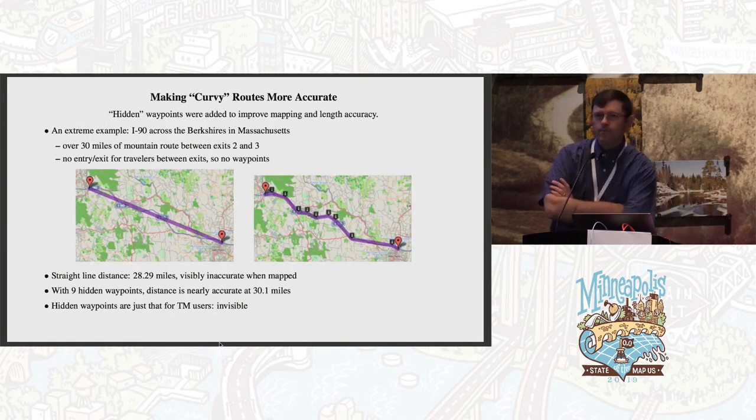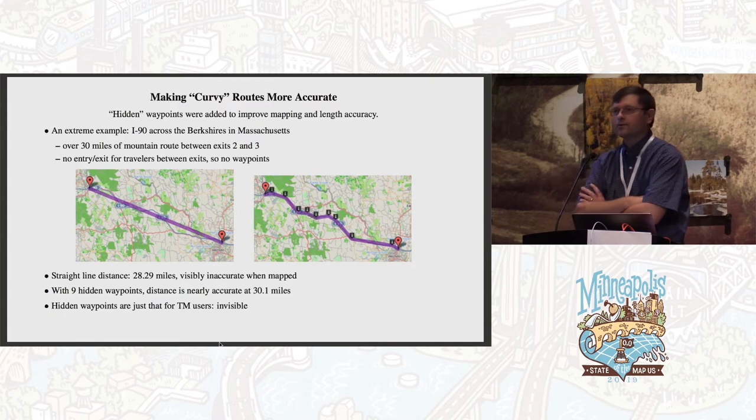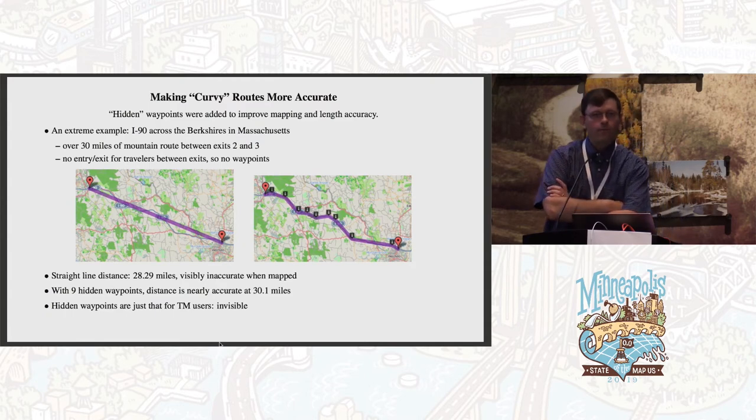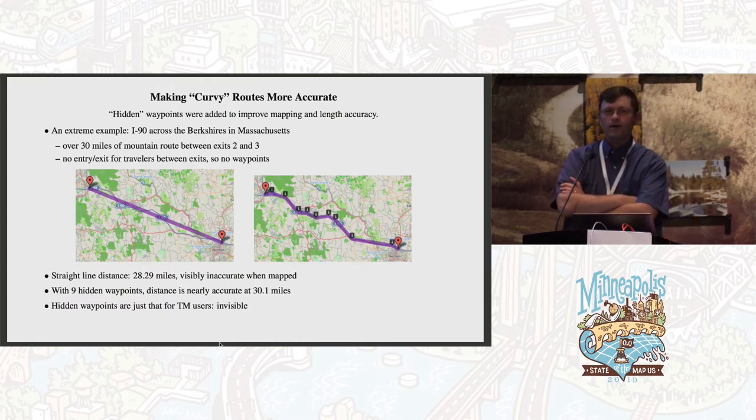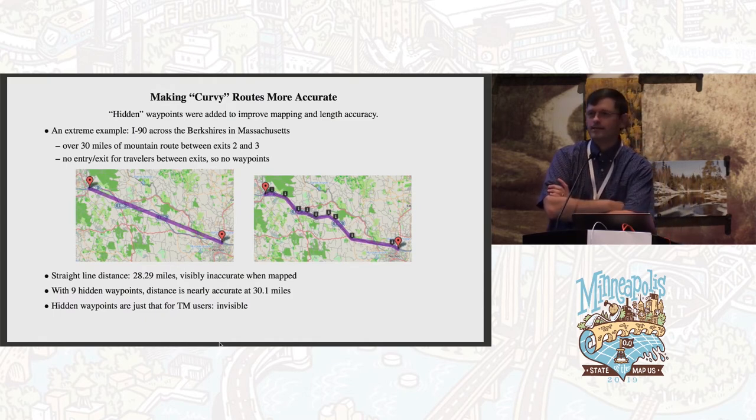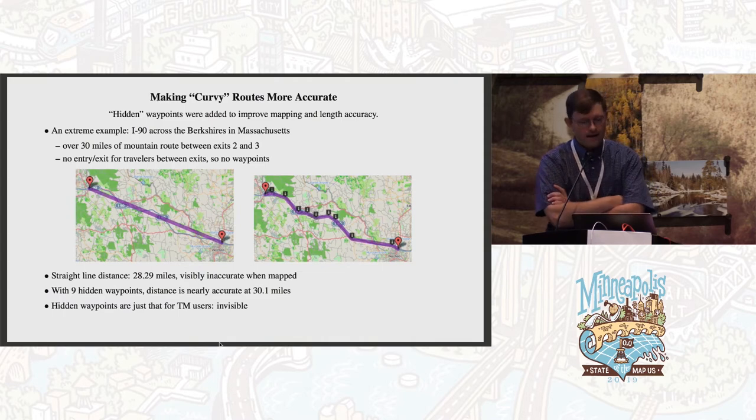But we do want to have some level of accuracy here. So we have this notion of hidden waypoints or shaping points along the way. Minnesota seems to be mostly fairly flat. There's not a lot of mountain passes that I've encountered since I got out here.